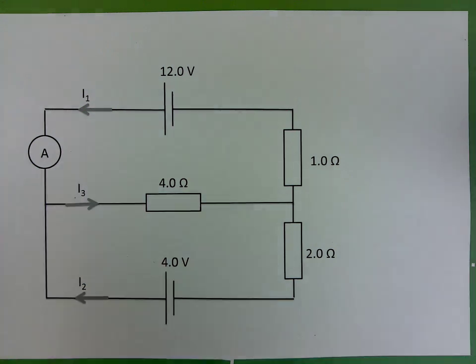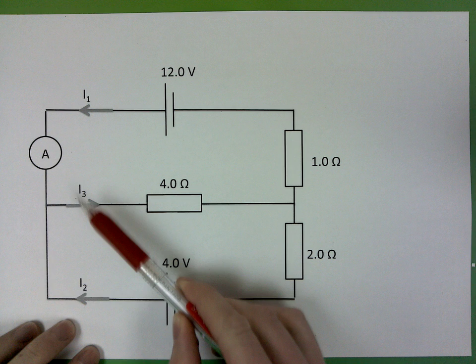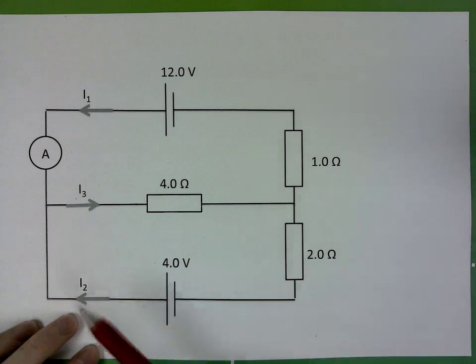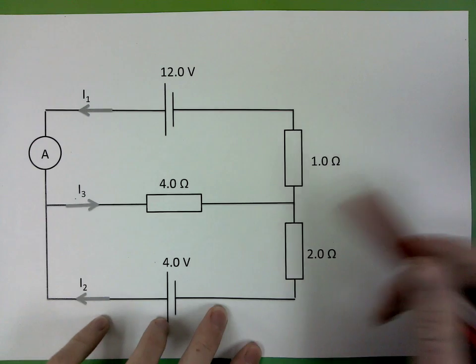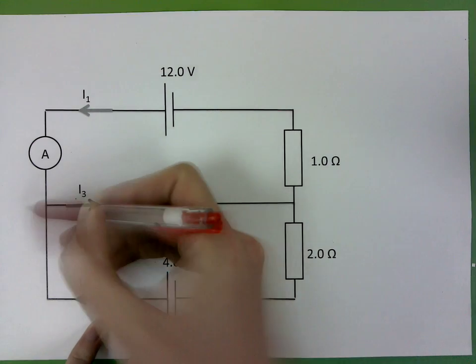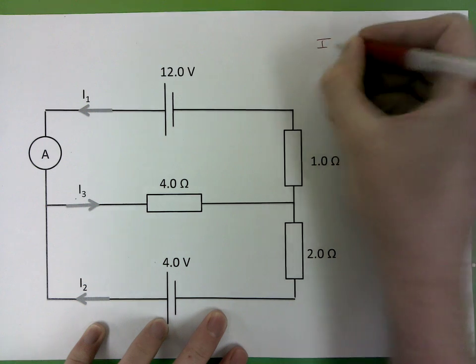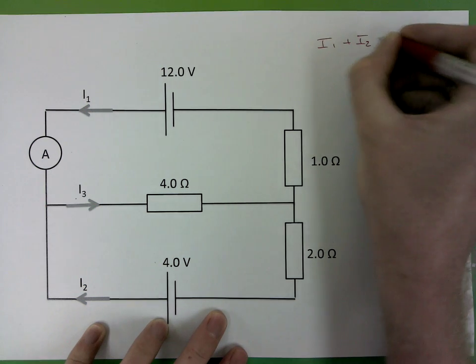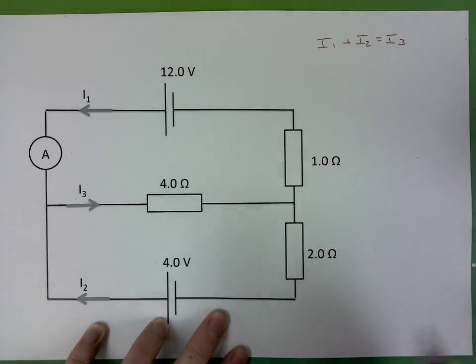Okay, so this is the Kirchoff's law question from the test. You can see that currents have already been given as I1, I2 and I3. So it's quite easy for us to start off by writing Kirchoff's current law for this junction here, where I1 plus I2 must equal I3. The current incoming to a junction equals the current leaving the junction.